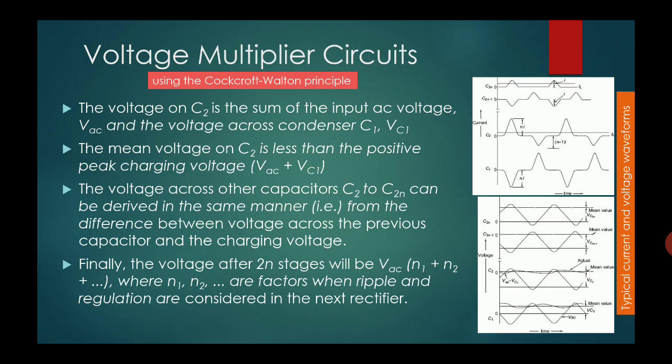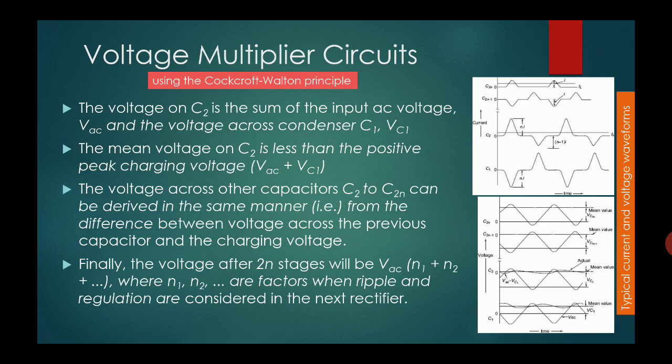So the voltage across C2 is the sum of the AC voltage and the voltage across C1. The mean voltage of C2 is less than the positive peak charging voltage VAC and VC1. The voltage across the capacitors C2 to Cn can be derived in the same manner, that is from the difference between the voltage across the previous capacitor and the charging voltages.